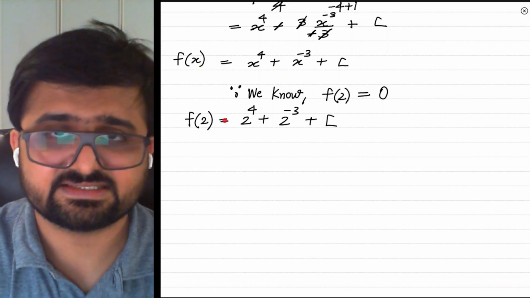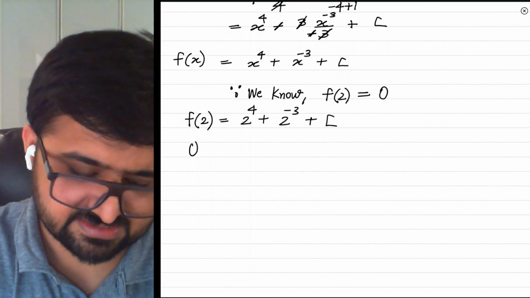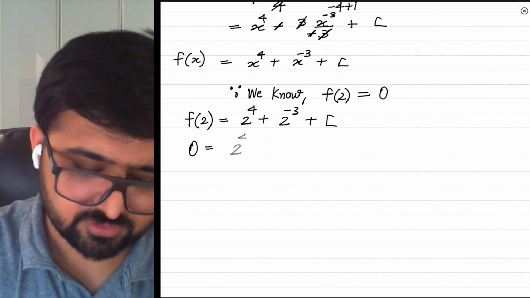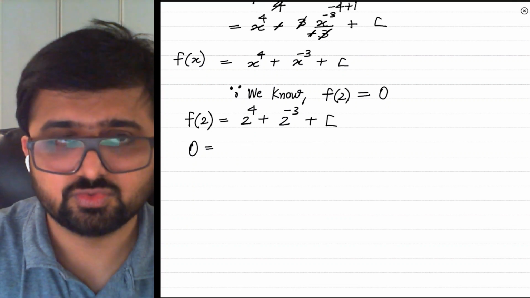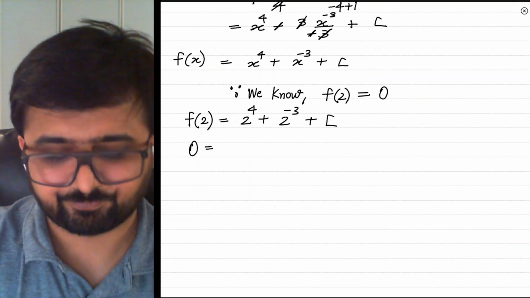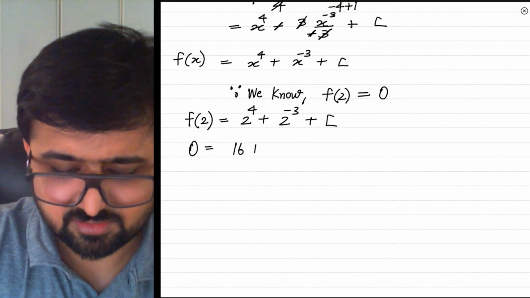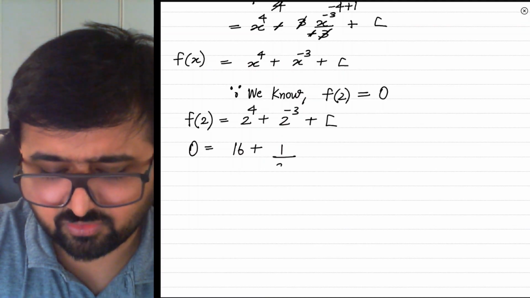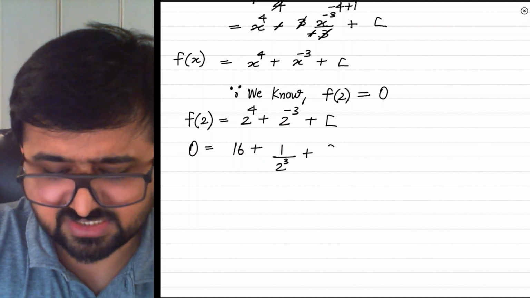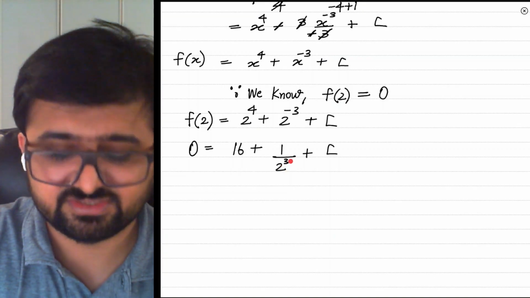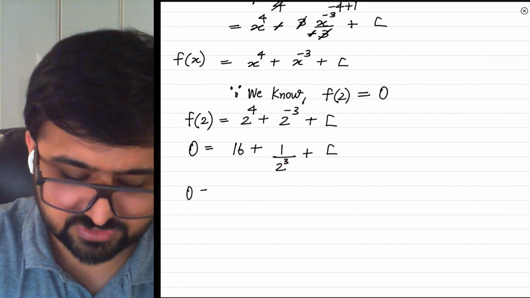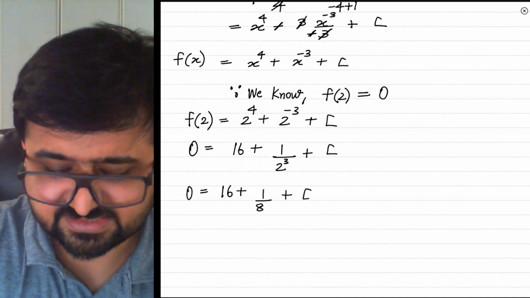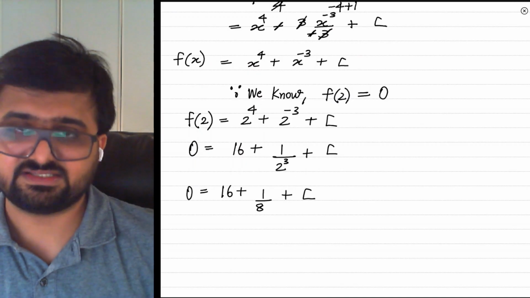Now we know this LHS, f of 2 is 0. So you can say 0 equal to 2 to the power 4. So we know 2 to the power 4 is 2 times 2 times 2 times 2, which is 16, plus this 2 to the power minus 3 can be written as 1 over 2 to the power 3 plus c. Now this 2 to the power 3 is nothing but 8. So 0 equal to 16 plus 1 over 8 plus that constant c. Okay, I hope that makes sense so far.